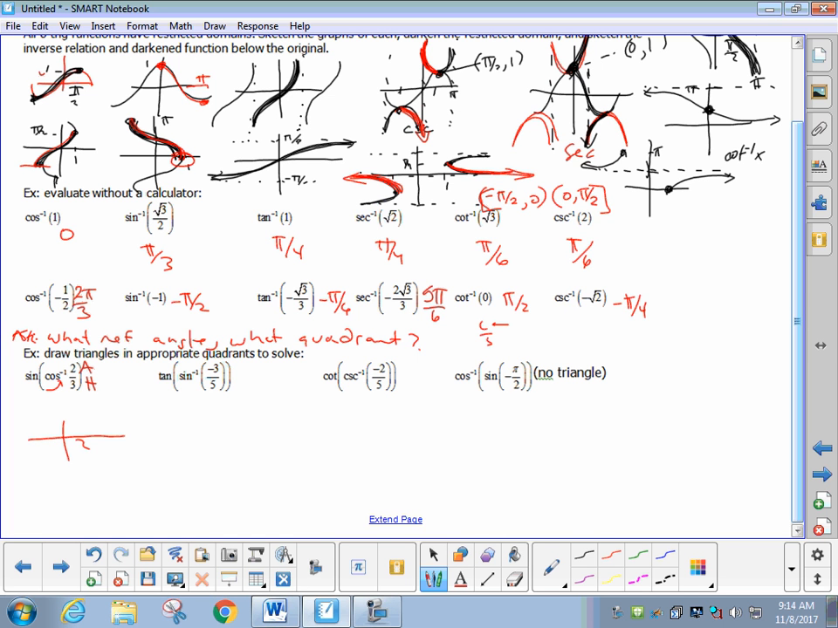So if I draw a triangle with adjacent side 2, hypotenuse 3, and then take the sine of that, to find the sine I would need the opposite over hypotenuse ratio. So I need to find the opposite. How do I find the opposite? Pythagorean theorem. The square root of 9 minus 2 squared, 9 minus 2 square rooted. Whatever, you get the idea. It's the square root of 5.